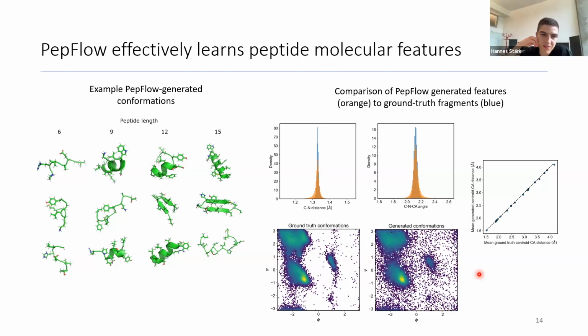So the MD data is derived from a data set of antimicrobial peptides that were just run in MD in explicit solvent for 400 nanoseconds each. So we just took non-redundant examples from that data set and use that as our training examples.